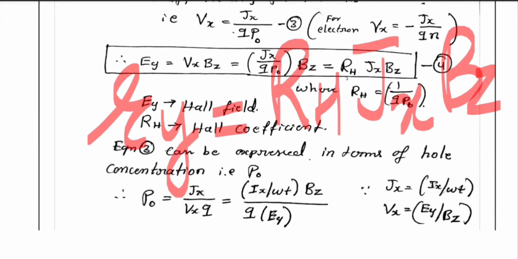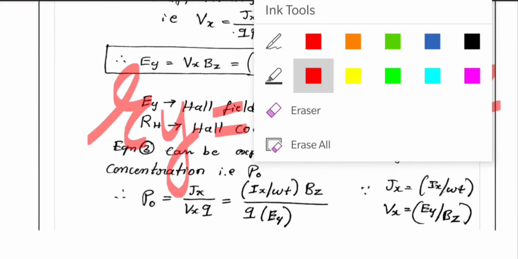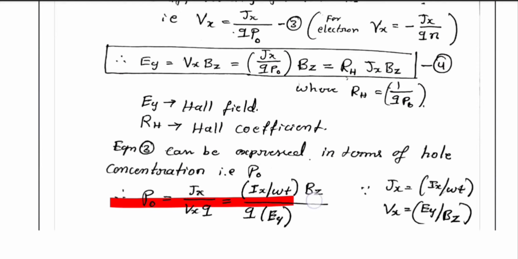Now equation 3 can be expressed in terms of Hall concentration, that is PO. So you can see here, what is PO? PO is the Hall concentration. Rearranging the equation, we can write PO is equal to Jx divided by Vx into Q. From the third equation we can write PO is equal to Jx divided by Vx into Q.